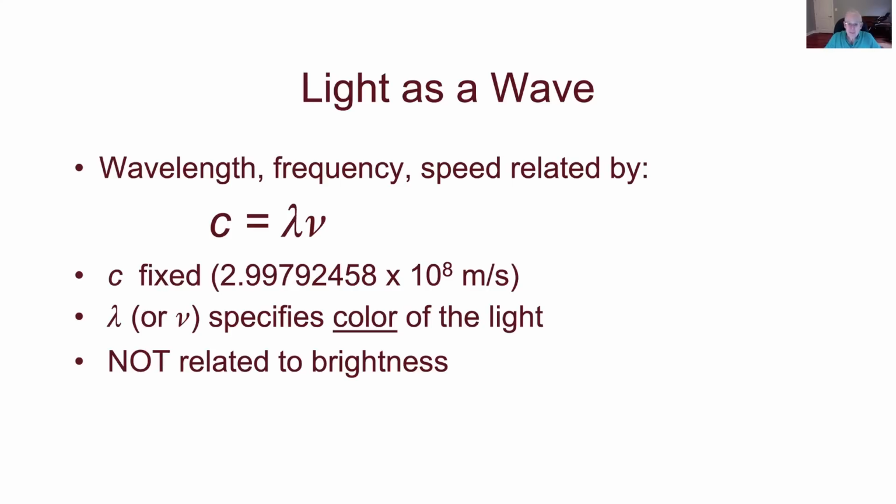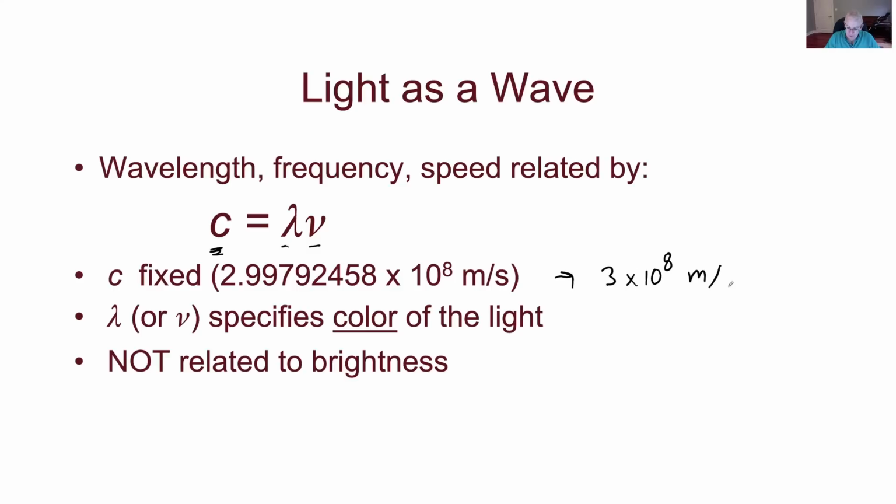So here is the promised equation relating the speed of light, wavelength, and frequency. c is the speed of light. It is a fixed constant. Lambda is wavelength, and nu is frequency. The speed of light, for practical purposes, we will usually get away fine with using just 3 times 10 to the 8th meters per second.